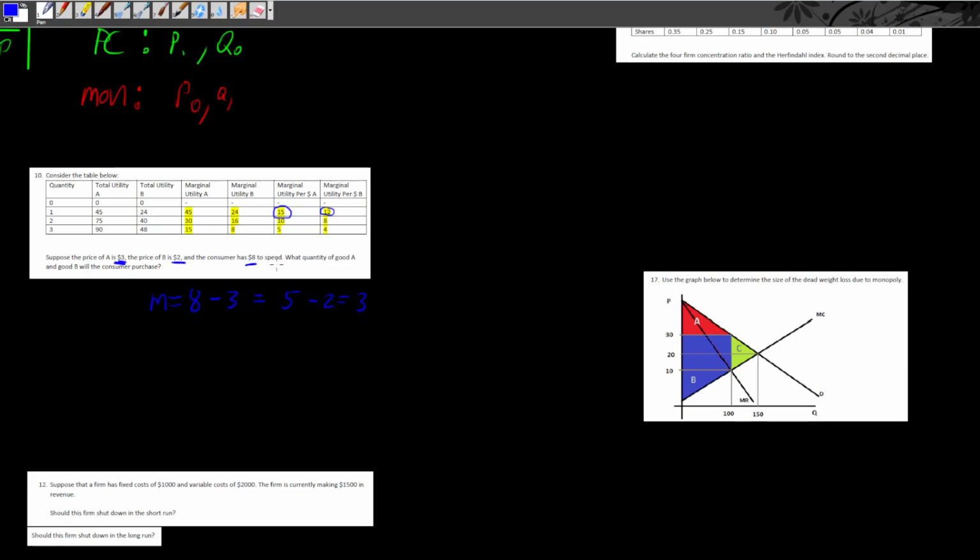And so now we're comparing the second unit of A to the second unit of B. The second unit of A gives more marginal utility per dollar, so we'll buy that. A costs $3, leaving us with no income. So now we know that the optimal consumption bundle will be 2 units of A and 1 unit of B.